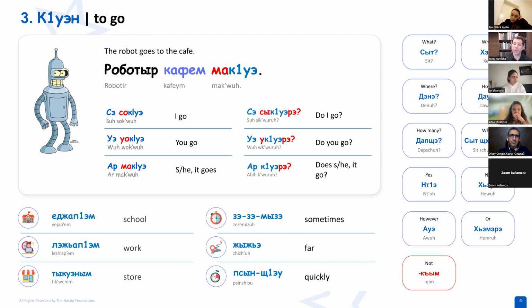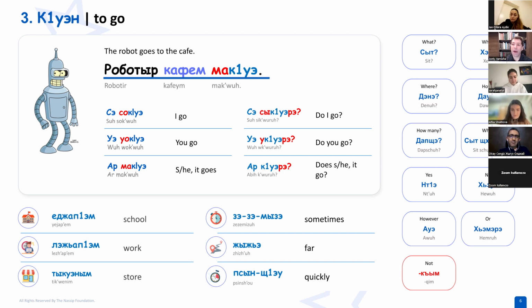You can use this verb if you do it sometimes. You can use this verb if you do it all the time. And I know that's different with German and with Russian. So this verb is a very flexible, universal verb. It means to go. We have a robot, roboter, or with a Russian accent, roboter, kafem makwa.